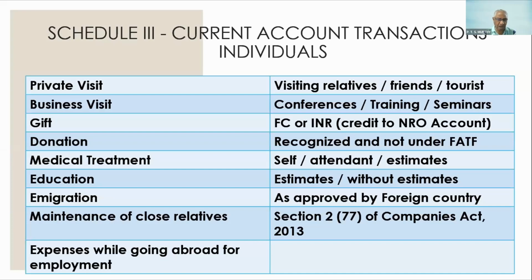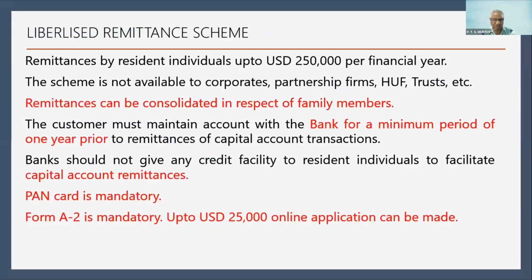Let's suppose somebody has gone on a private visit. He had taken $1 lakh from the bank. Then after some time, he's going for a business visit. Then he can take another 1 lakh. Then he's going for educational purposes. Maximum how much can we allow for him in a financial year? 1 lakh has already gone for the private visit, 1 lakh for the business visit. We can allow only 50,000 for medical treatment. So on one occasion or cumulative, we should not exceed $2,50,000.